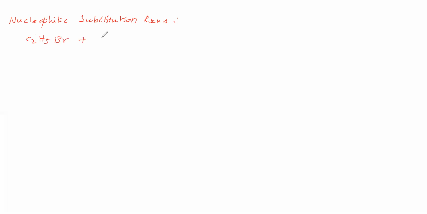It is reacting with aqueous potassium hydroxide. What is the product here? Ethanol and KBr. Now, ethyl bromide we can write like this. Potassium hydroxide we can write like this.